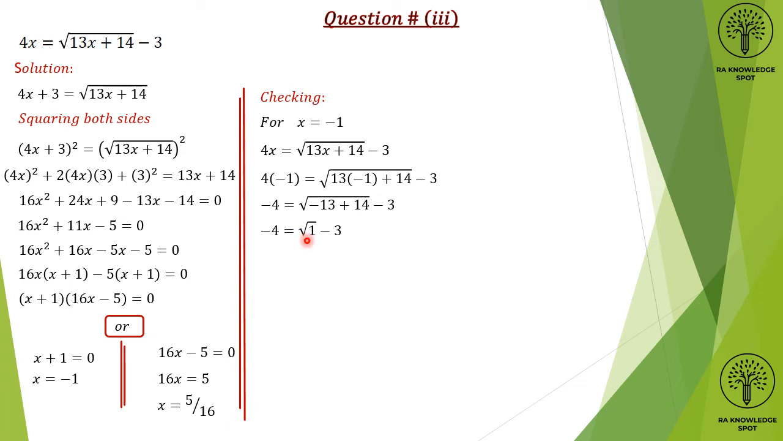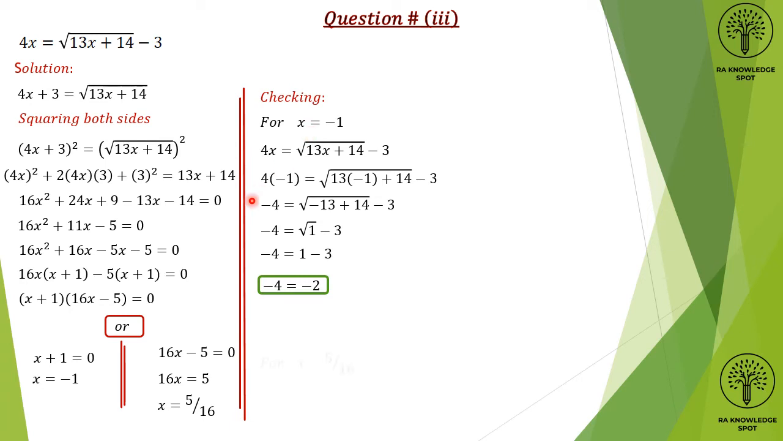When you take the square root of 1, of course you will get 1, and after that you can see here further, and now you can see minus 4 is not equal to minus 2. You can see these two terms are not the same. It is not true for x equals minus 1, so we are going to reject it.